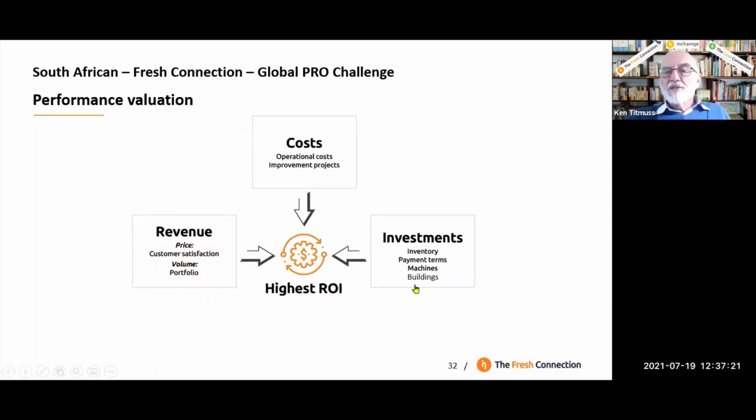And then on the investment side, we're looking at the inventories that we're having to hold, the payment terms that we're getting with our suppliers and our customers, and the machines we have and the buildings, etc., those fixed costs that we've got in the business. And then we've got the operational costs and any costs for improvement projects that we might be putting into the factory.